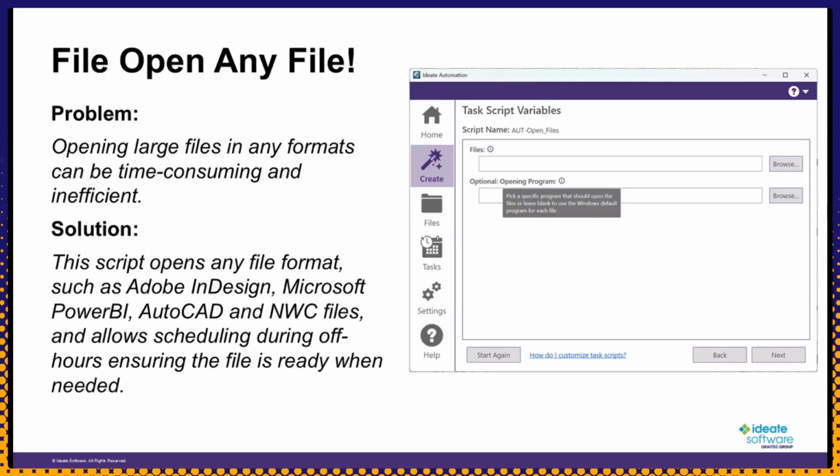This next feature enables opening any files. Opening large files in different formats can be slow and inefficient. With Ideate Automation, you can open virtually any file types, such as Adobe InDesign, Microsoft Power BI, AutoCAD, NWC files, and much more. You can even schedule these openings during off hours so the files are ready when you need them. You just set up the script, choose your file, and let Automation handle the rest.